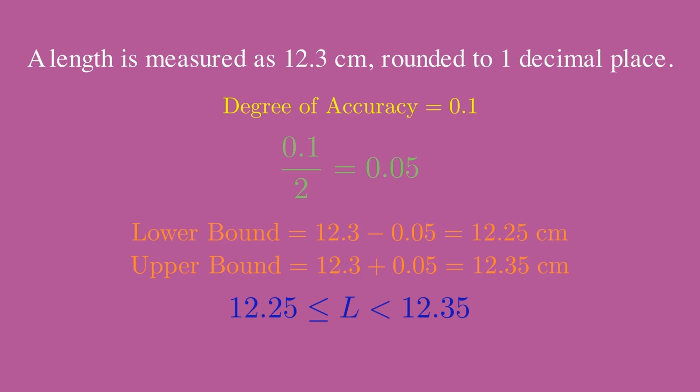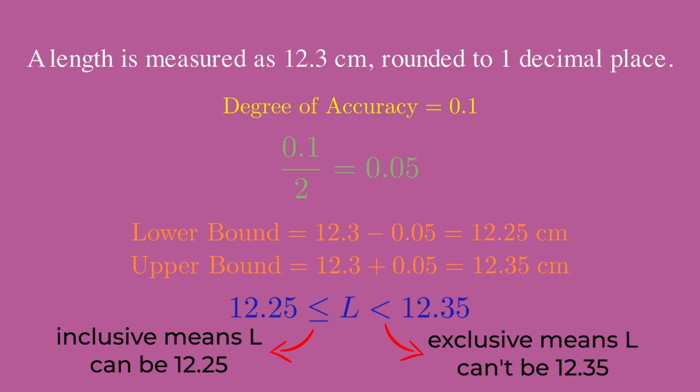So the actual length L is between 12.25 inclusive and 12.35 exclusive. Notice that the inequality sign for the upper bound is strictly less than 12.35, because 12.35 would round up to 12.4, which is not 12.3.